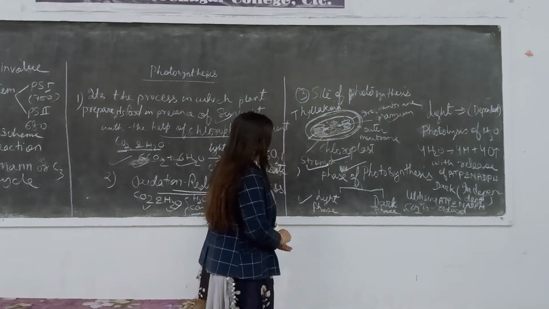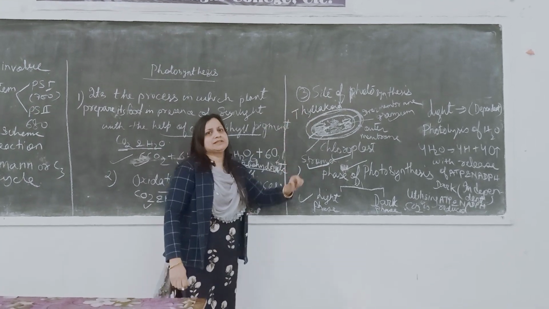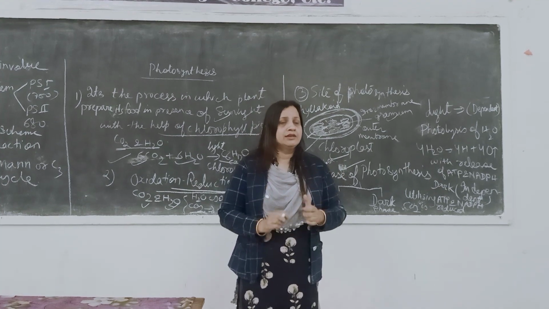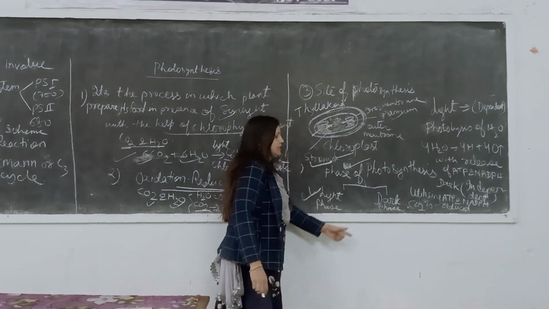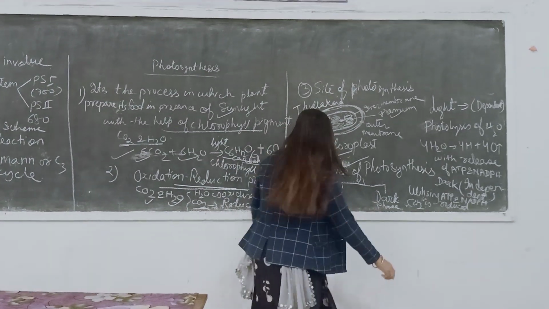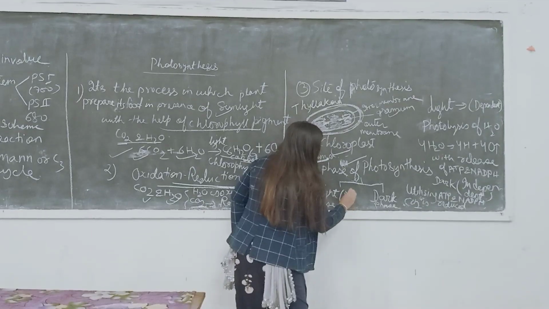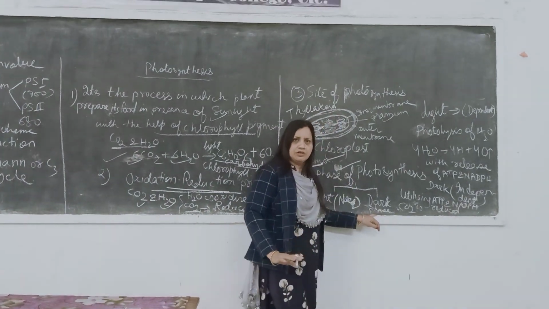So both the phases of photosynthesis. A very interesting fact is that photosynthesis is not only in the presence of light. It takes place in two phases: one is the light phase and another one is the dark phase. Light means it requires light. And dark means it is independent of light. Here light is not required.